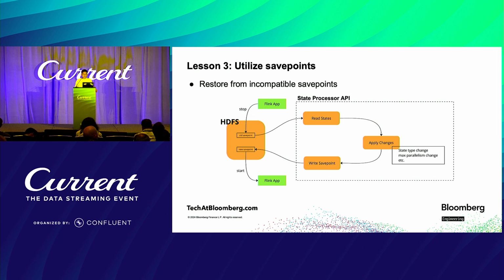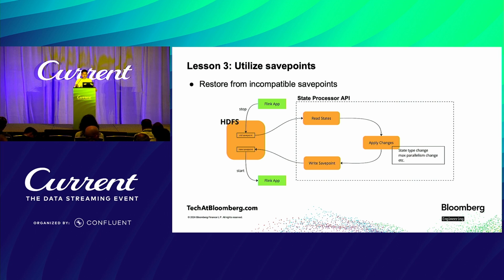Once we have the states from this savepoint, we can then apply the same changes that we need to apply to the application, right? So these are either state type changes or max parallelism changes. Once the changes have been applied, we can now write the savepoints back to HDFS. So on HDFS, we now have a newly generated savepoint.